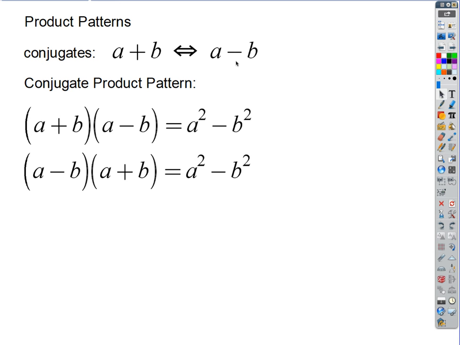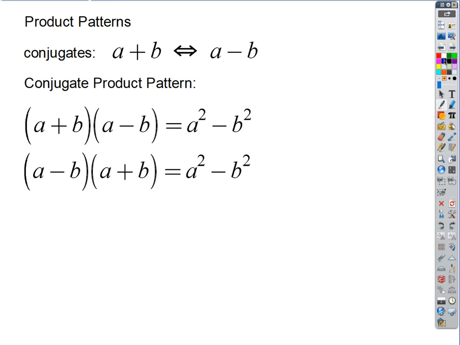Okay? So what happens when we multiply a conjugate pair together, an a plus b times an a minus b, or vice versa? It makes no difference. I end up getting a squared minus b squared. So we call that a difference of squares. The product of a conjugate is the difference of the squares of the terms. Okay? So let's look at an example.